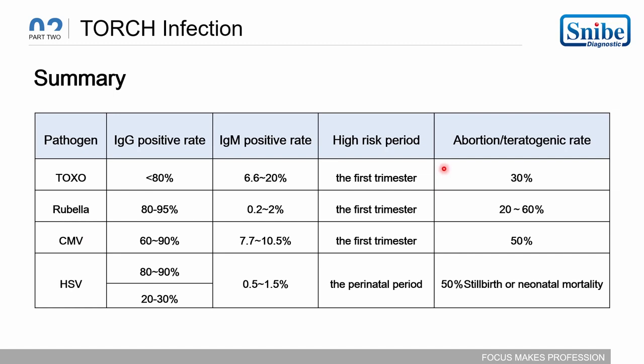If we talk about the abortion and teratogenic rate, for toxo IgG positive cases they are 30%, and in case of rubella, the abortion or teratogenic rate is 20 to 60%. In case of cytomegalovirus, the teratogenic rate or abortion rate is 50%. For HSV, 50% stillbirth or neonatal mortality is observed in these cases.